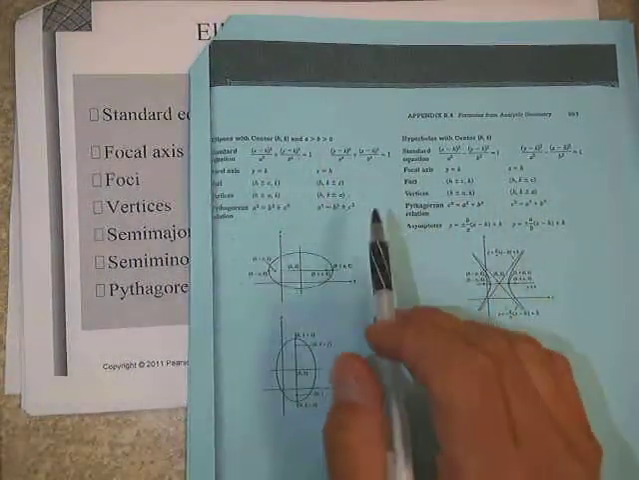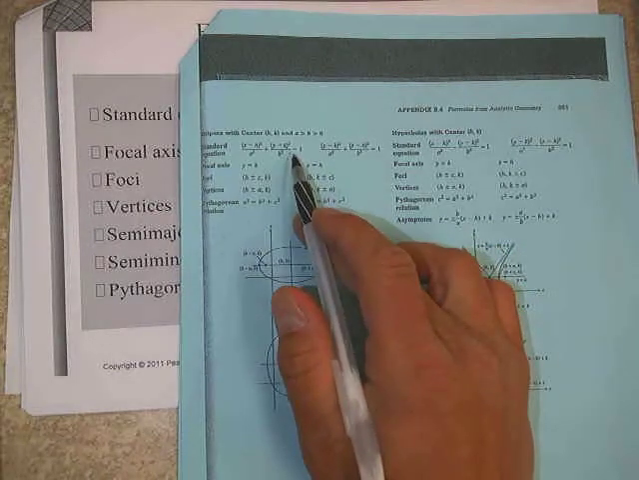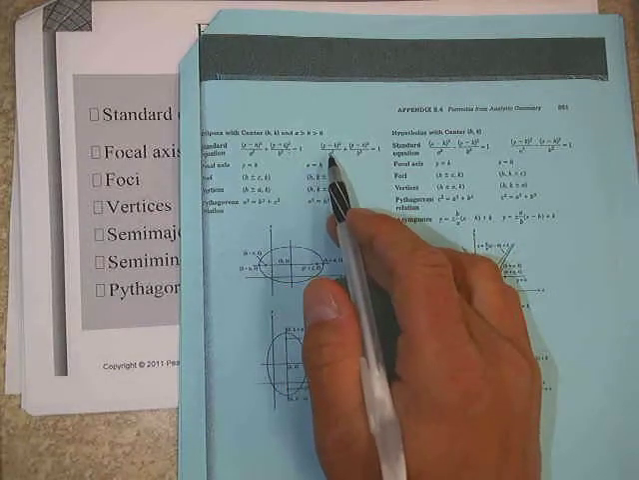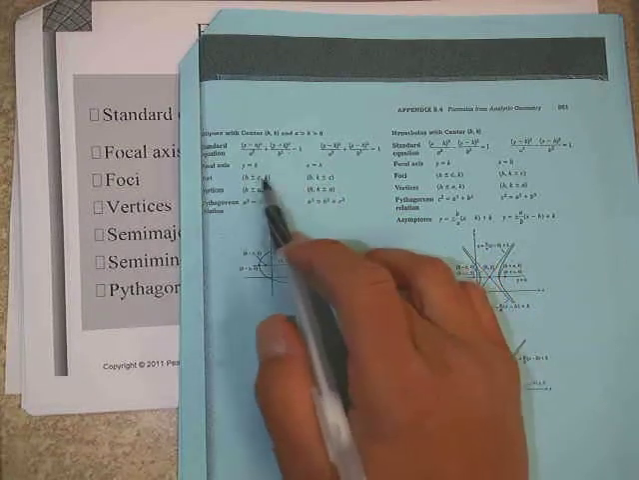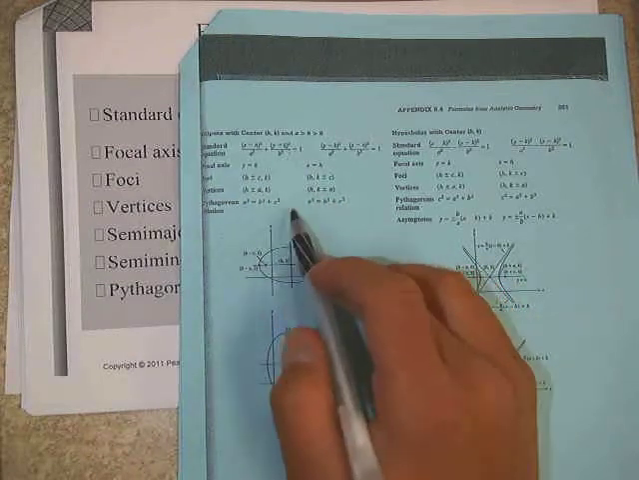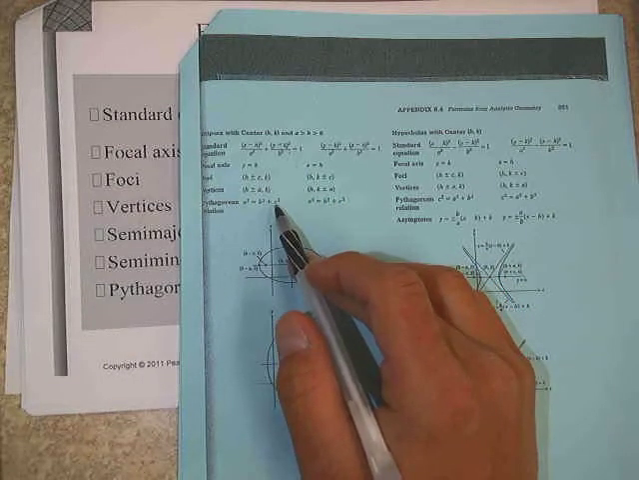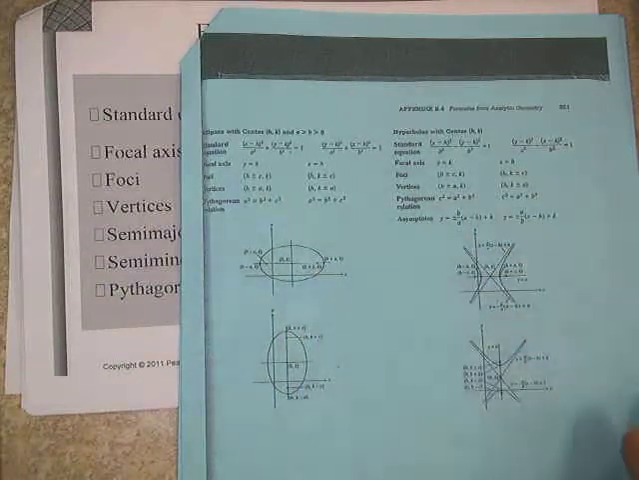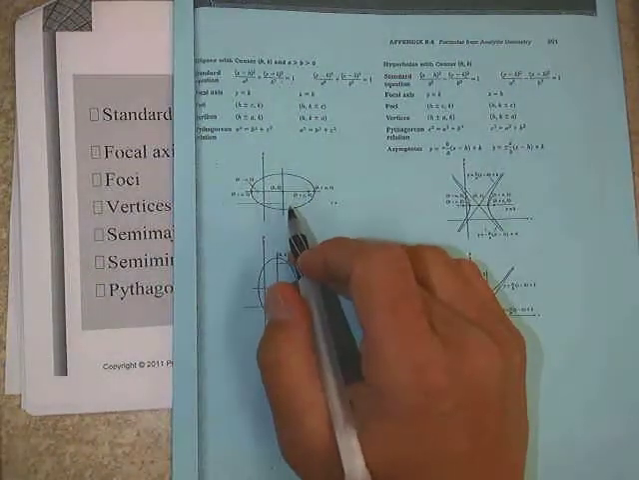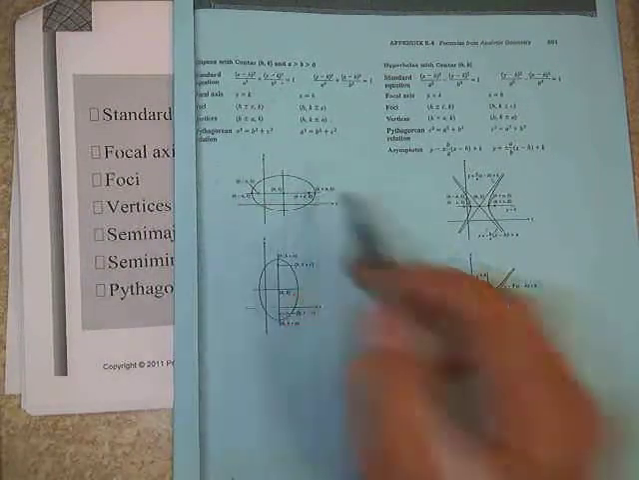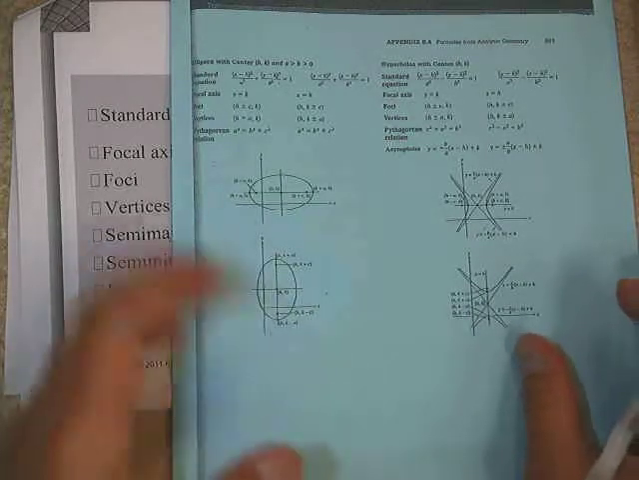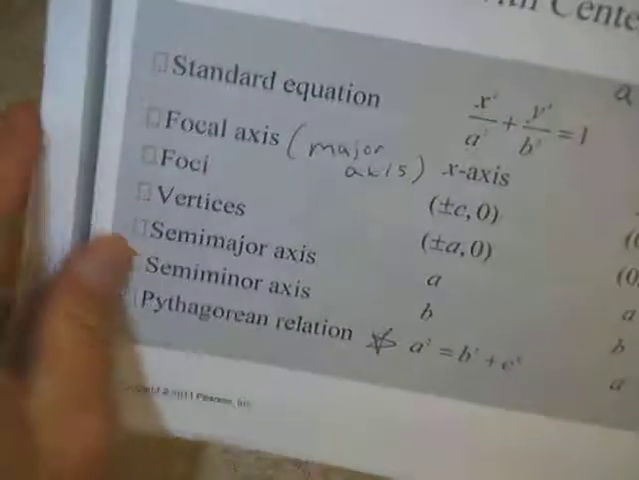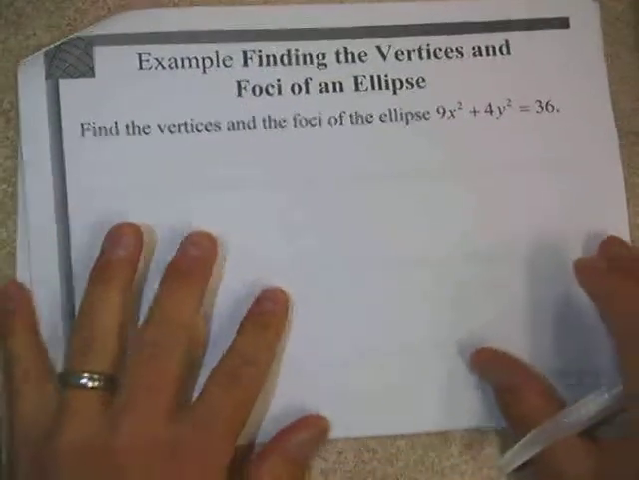Now this information, besides the two semi parts, is on your notes. As you can see, you have the two equations. I have the two versions on there where we don't have the center at the origin. The slide that we're looking at now is center at the origin. We'll see the other slide in a minute. We have the focal axis, foci, vertices, and the Pythagorean relation to make sure we know how to determine what C is if we know A and B, vice versa. And then we also have the two pictures here. This, of course, is the first one where we have the major axis horizontal. This would be the second one where we have the major axis vertical.